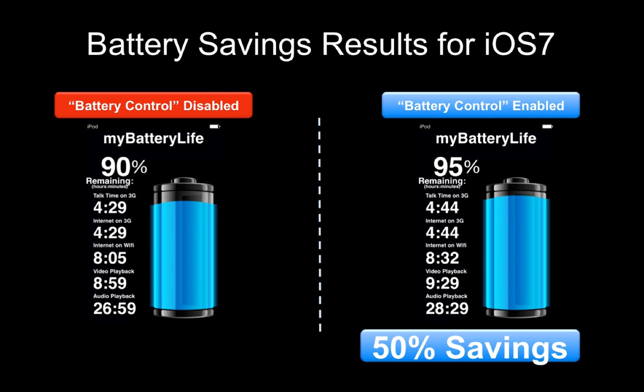Our testing with iOS 7 resulted in 50% battery savings with Cisco battery control when a single multicast packet is broadcasted every second over a period of 4 hours. So now imagine with these savings all the additional time you have for an awesome mobile experience.